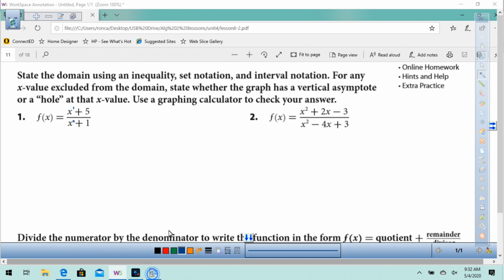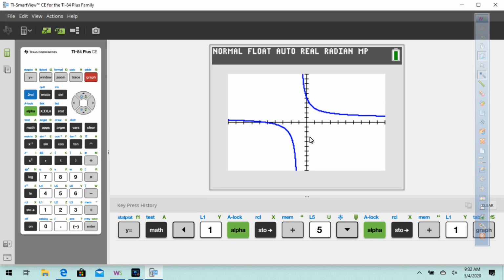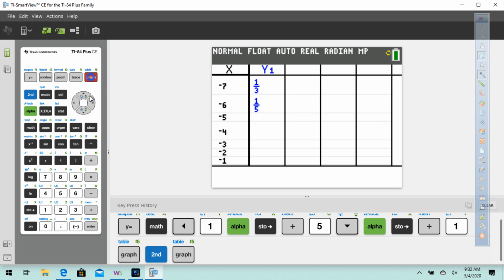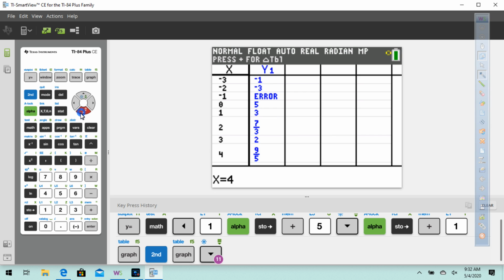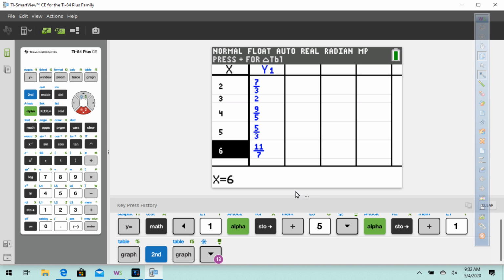So we need to state the domain using an inequality. Let's look. What is the only number that x does not cover? An easy way: you've got a gap somewhere around in here. So let's go to second graph, and there's your table. We'll go down and look: -2, we got an error at -1, then 0, 5, and then it keeps on going.